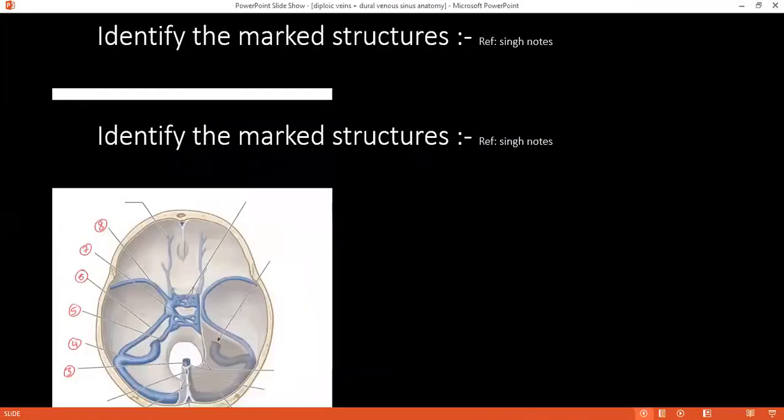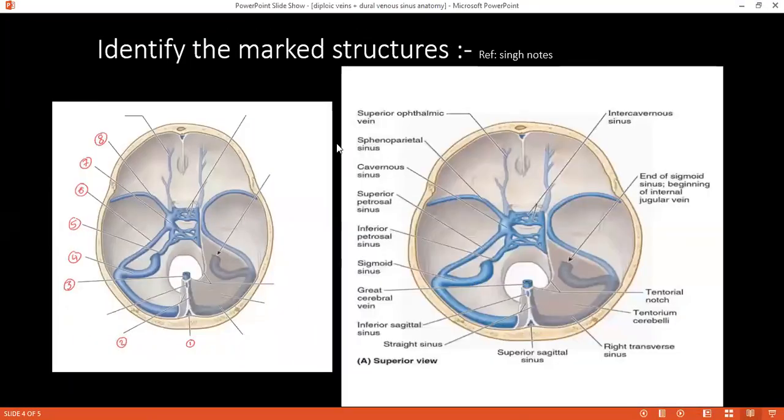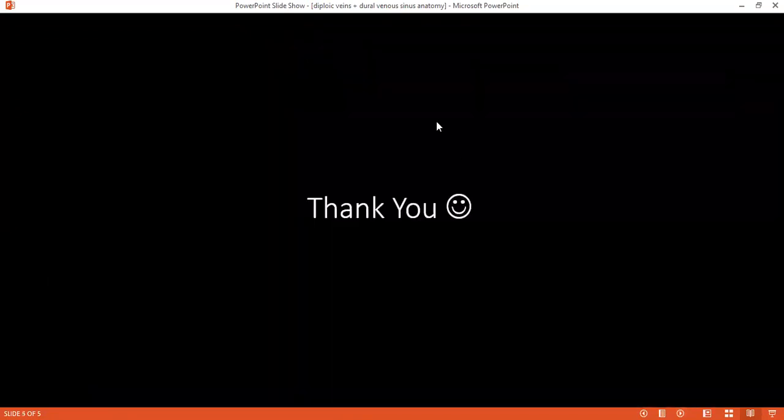So if anyone wants to look at the answers, these are the answers. So this is the intercavernous sinus I asked you. It's not labeled here. I normally don't ask, but I asked you. But your preparation was good. Thank you.